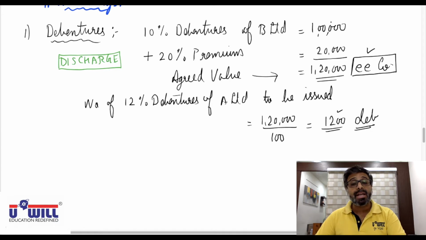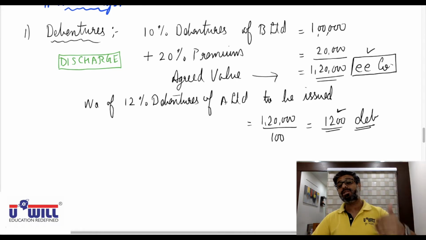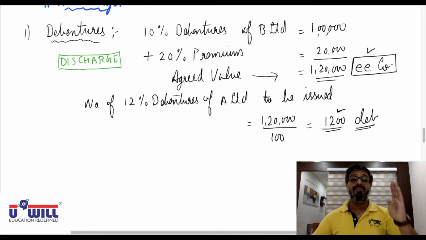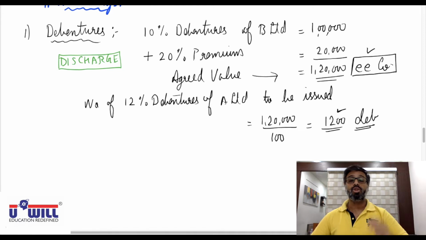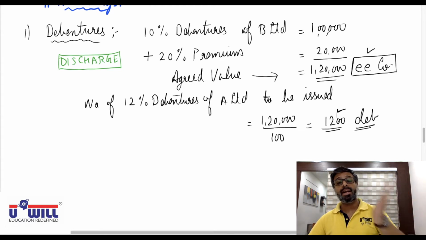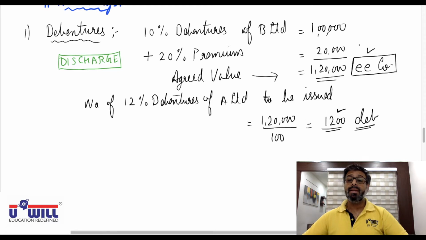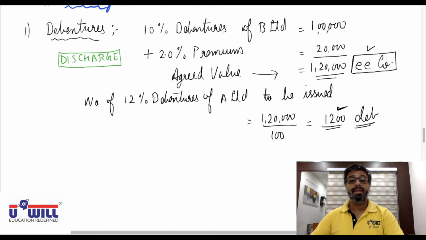Presently there are 1000 debentures. 1 lakh means 1000 debentures. But in the new company you will give them 1200 debentures, more debentures. So everyone will get more. Those who have 100 debentures will get 120, those who have 200 will get 240, in this proportion. That way against 1000 existing debentures of B Limited you will issue 1200 debentures in the new company. Okay, so keep this in mind.